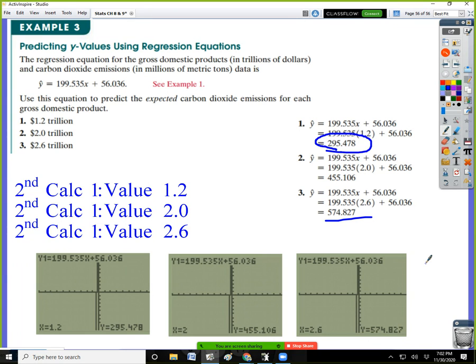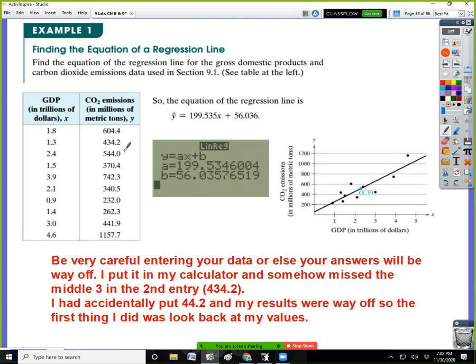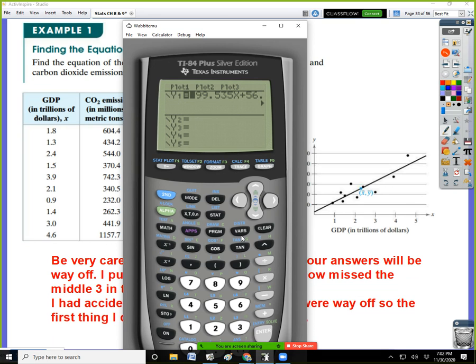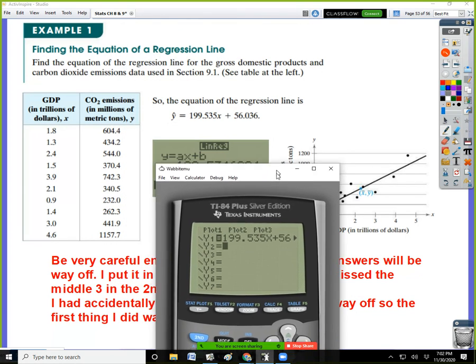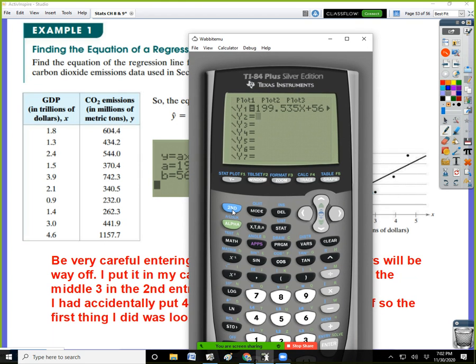Okay? So you put in all your data. So we go back here to, where was it? Was it this guy? Yeah. Put all your data in, get your regression equation. Then go to y equals, vars 5, regression equation, right? And we have our stuff. And then you go second calc value, and you can put whatever value you want. So it's going to say x equals.